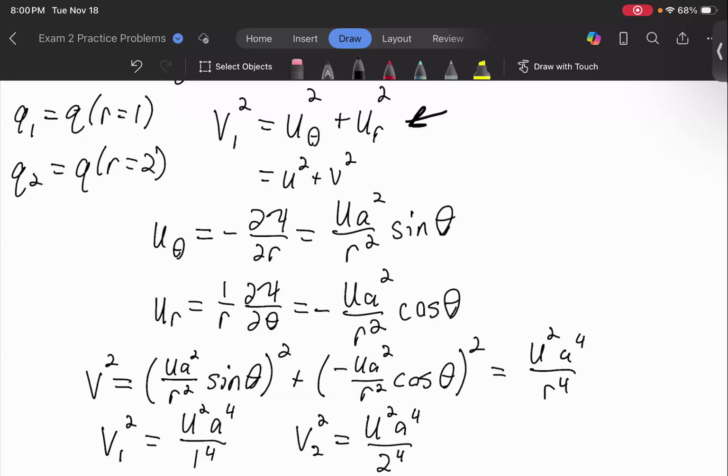And now what? Yeah, there you go. And then we're done, right? And we can all go home. U squared a to the fourth over basically 1 minus 1 over 16.